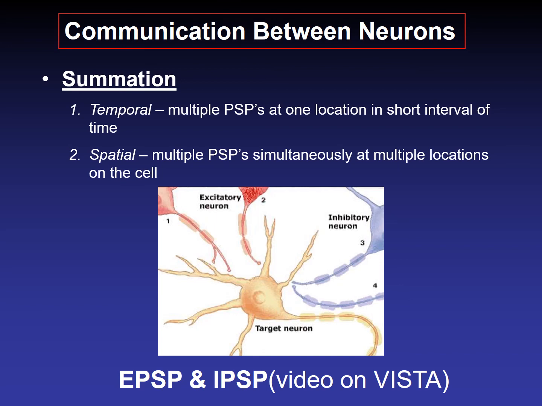And if there's enough summation, that postsynaptic potential will reach the sodium channels in the axon, causing them to depolarize to their excitation threshold, enabling them to open up and initiate an action potential in the postsynaptic neuron, in the axon of the postsynaptic neuron.